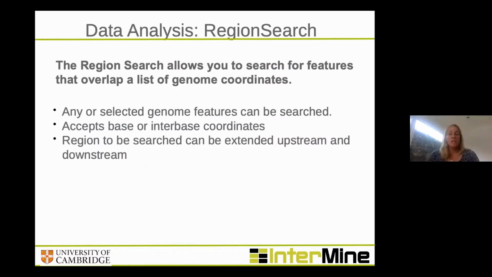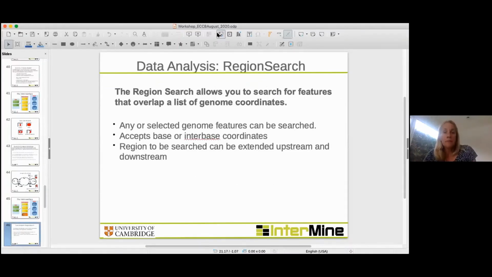So the region search allows you to search for features that overlap a list of genome coordinates. You basically add your genome coordinates and it will show you any sequence features, for example, genes or regulatory features that overlap those sets of genome coordinates. And the interface allows you to extend those regions on both sides. So if you have, for example, a set of SNPs, you could extend the area around those SNPs. Or if you had a set of transcription factor binding sites, you could either put them in as they are, or you could extend them on either side for your search.